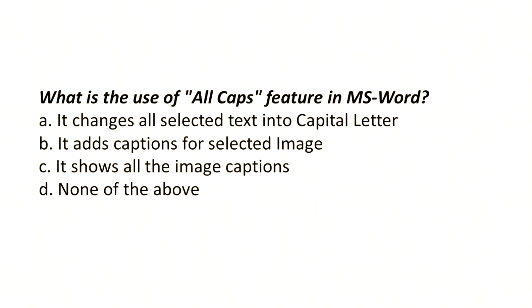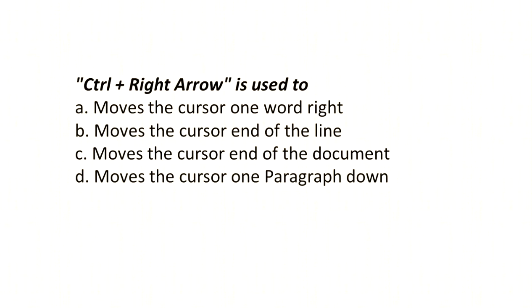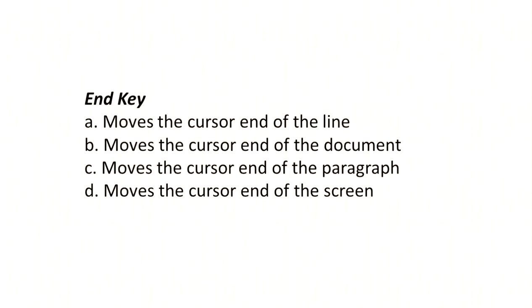Next, what is the use of All Caps feature in MS Word? Answer is it changes all selected text into capital letters. Next, Home key will move the cursor to the beginning of the line. Next, Ctrl plus right arrow is used to move the cursor one word right. Next, End key will move the cursor to the end of the line.